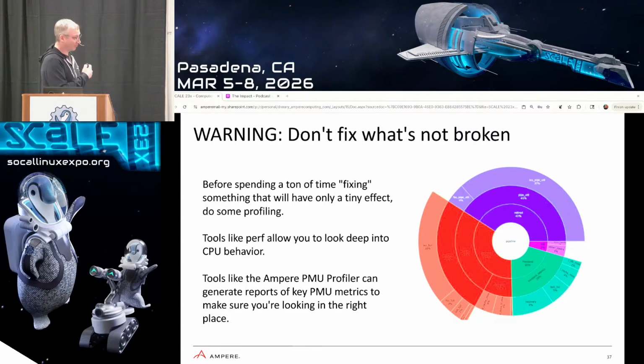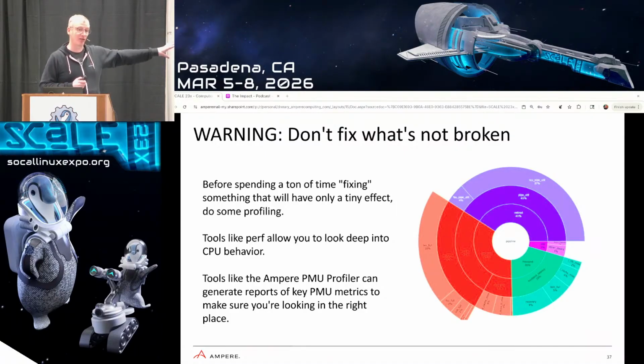Okay. Warning. Don't fix what's not broken. Before spending a ton of time fixing something that will only have a small effect, you need to do some profiling. So this is a graph generated from an Ampere tool called the Ampere PMU Profiler, which basically investigates CPU events using the PMU, Performance Monitoring Unit. And it can tell you where you're losing time.